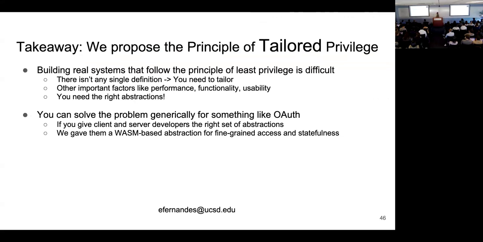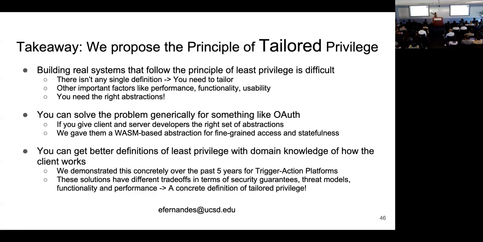So the takeaway is that you're not going to get least privilege in the absolute sense of the word. You're going to get some version of it that is tailored to your use case. But you're going to have to navigate these trade-offs, and I tried to bring up some of these trade-offs that you have to navigate. You can solve the problem generically for something like OR, and we showed you one way of doing it using this abstraction of a client-supplied reference monitor and statefulness. And if you have knowledge of how the platform works, you can do a lot more. So yeah, that's all I had, and thank you for the great question.